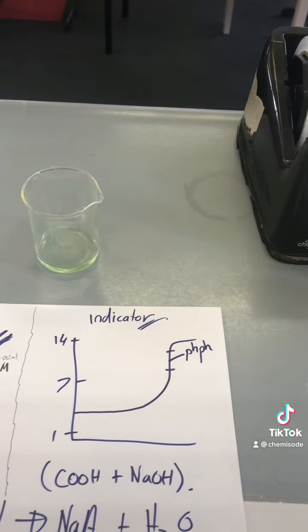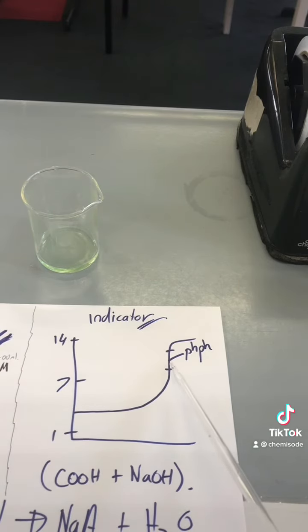What we need to make sure is that we choose an indicator which changes color where we have this quick change in pH. What that means is that my change in color happens with a very small amount of sodium hydroxide being added. I add 1 drop and all of a sudden my pH spikes and my color changes.